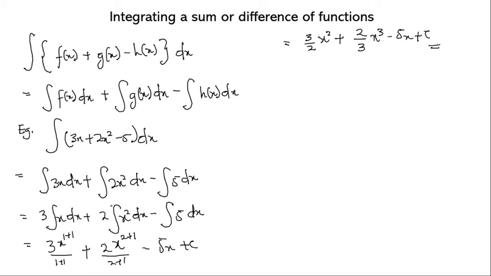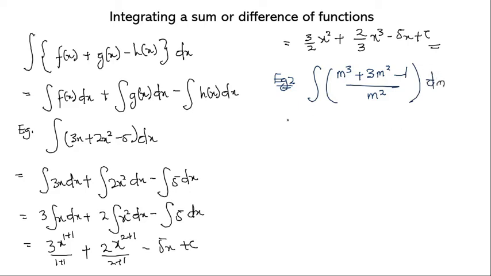Now let's look at another example. Let me use another color for that illustration. So the second example we want to look at, example number 2, is if we are to integrate the function m cubed plus 3m squared minus 1, all over m squared, dm. Okay, so it means we are integrating with respect to m.